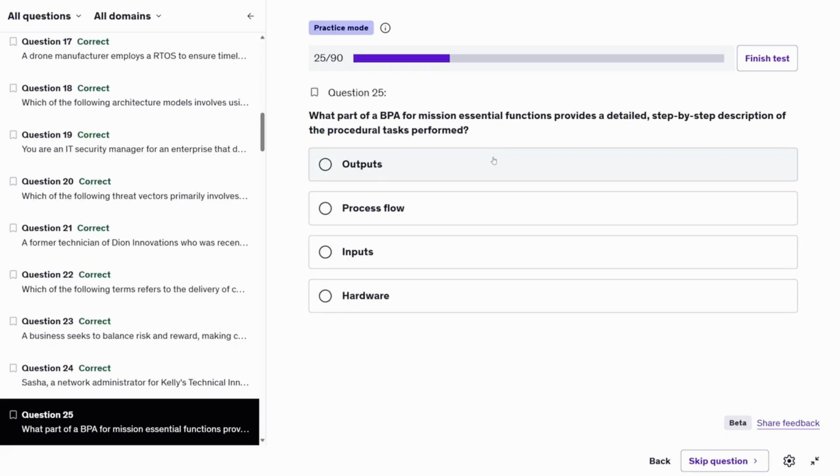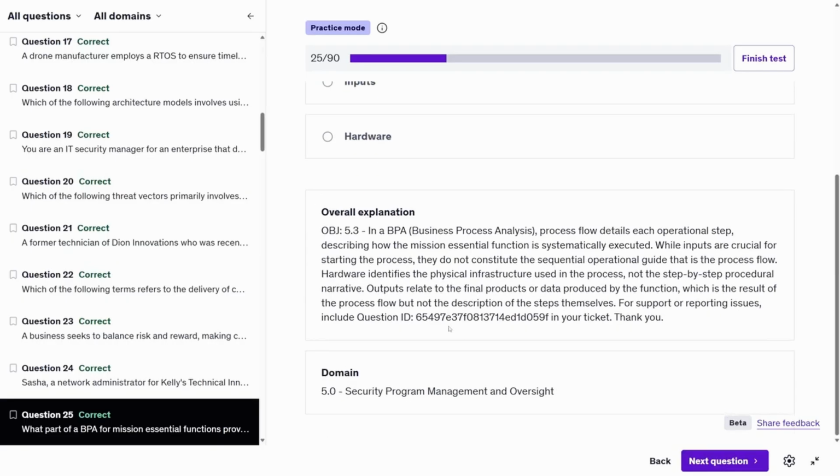What part of a BPA for mission essential functions provides a detailed step-by-step description of the procedural tasks performed? And this one is going to be B, process flow. In business process analysis, process flow details each operational step, describing how the mission essential function is systematically executed.